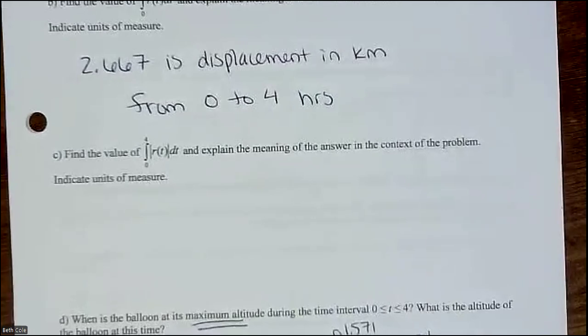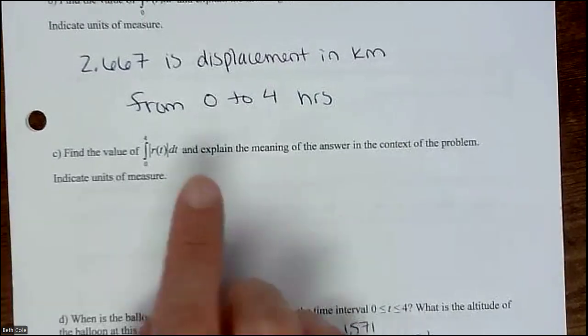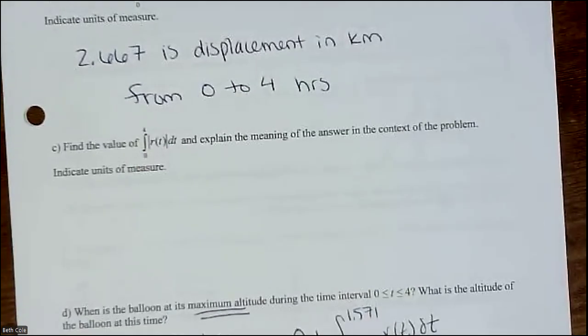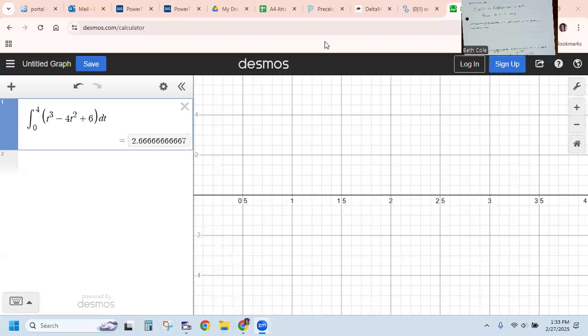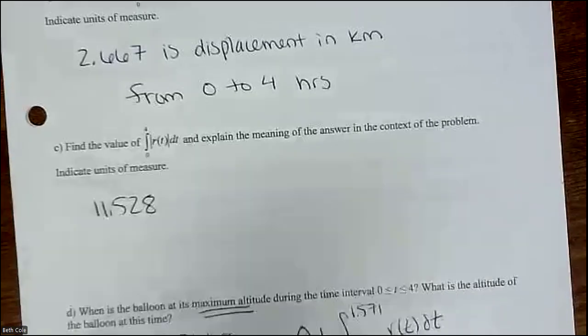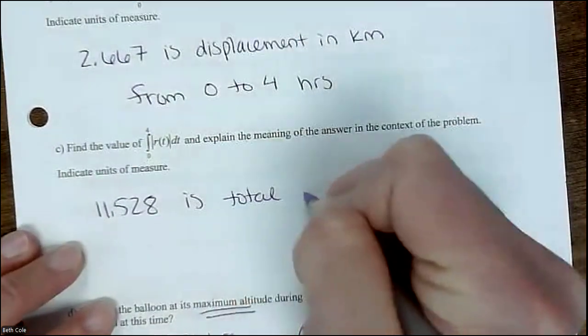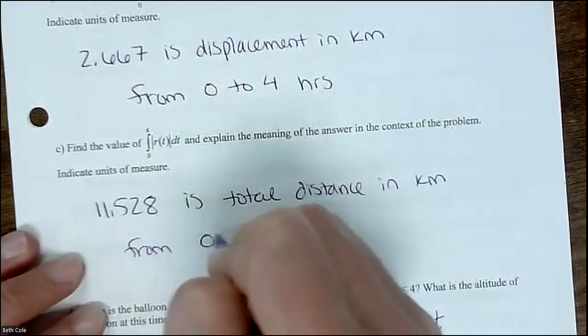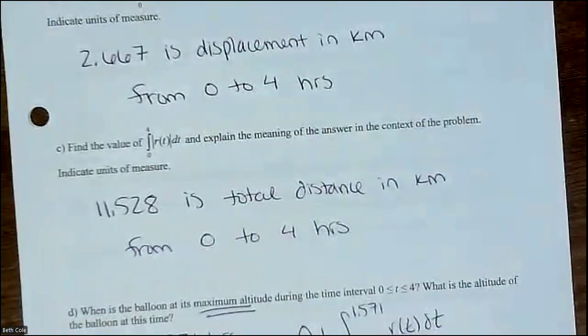This is going to be practically the exact same thing, except instead of displacement, this one is, why is it total distance? It's absolute value. Okay, so watch. So I don't have to type the whole thing all over again. I'm going to highlight this, come down here into this menu, and do you see your absolute value there? Boom. 11.528. And that answer is larger, which makes sense, right? Okay. Is total distance in kilometers from 0 to 4 hours.